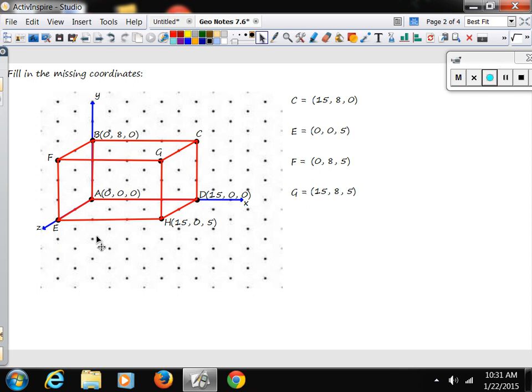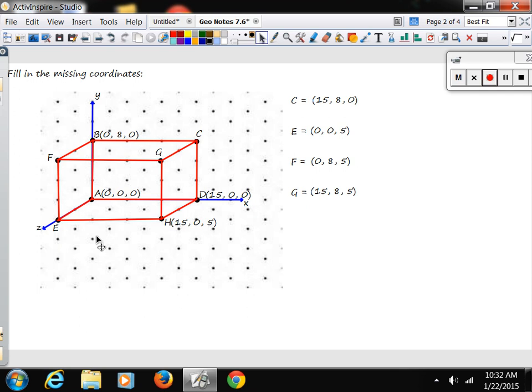Now, do you think I could attach a string to point A and attach the same string to point G and find out how long that string is? Because that would be like from the bottom corner of the box to the upper corner on the other side of the box, right? So you'd see a string in there. Could we find that distance? Yeah, we could use the distance formula.